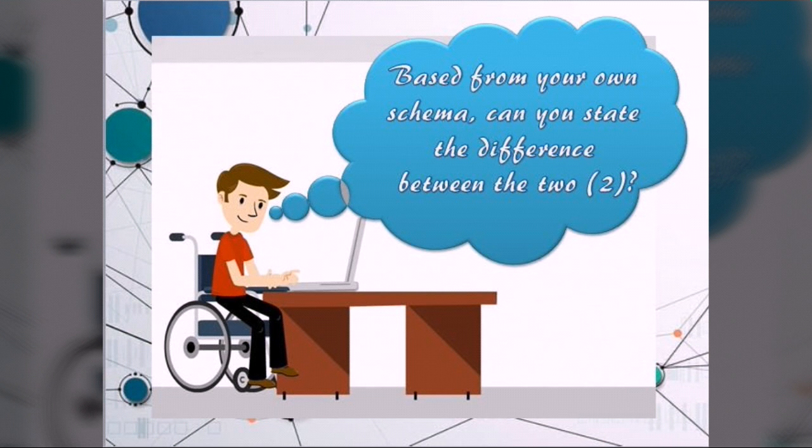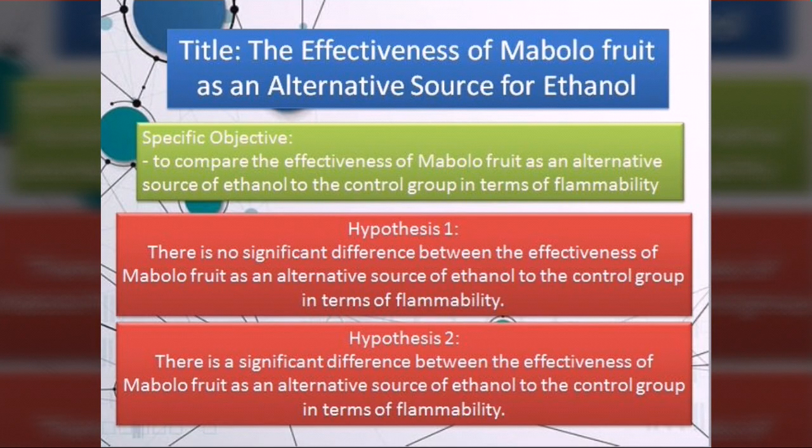With our title, the effectiveness of Mabolo fruit as an alternative source for ethanol. For the specific objective, we have to compare the effectiveness of Mabolo fruit as an alternative source of ethanol to the control group in terms of flammability. Always remember that in formulating a hypothesis, it should be aligned with your specific objectives. You can formulate your hypothesis through the guide and through the help of your specific objective. Okay, let's have two examples.